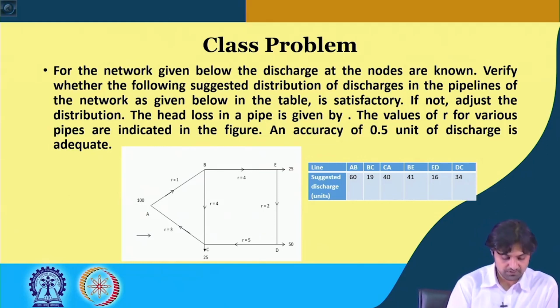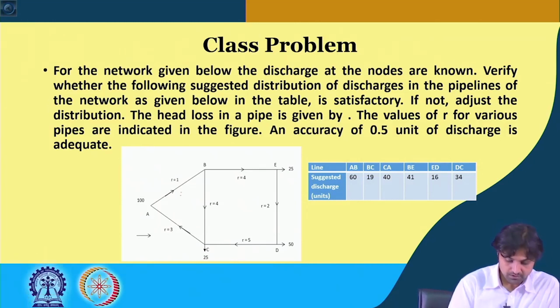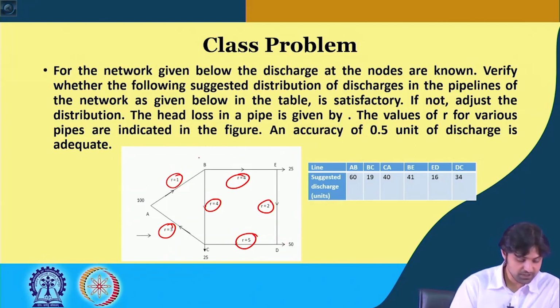You see here we have given the values of R, everything is given. So, you do not have to worry about calculating the major or the minor head loss, everything has been given here. These discharges at the nodes are known. So, 100 is coming inside here, this 25 is leaving here, 50 is leaving, this is 25, and at B we do not know.